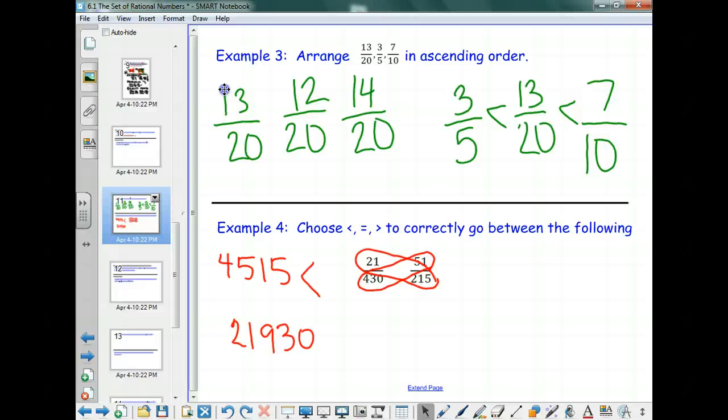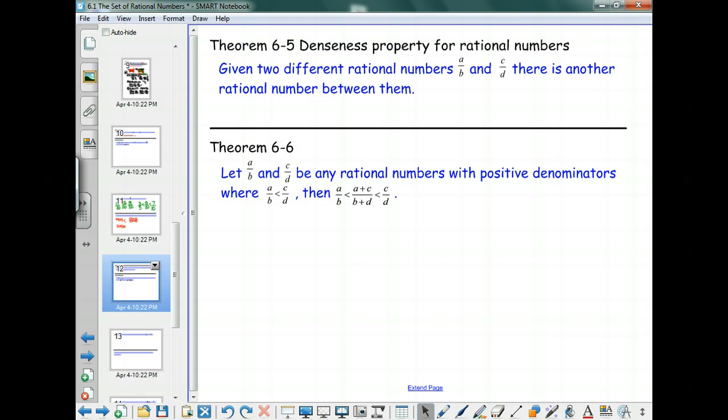Yeah. Another option? You get a common denominator, which would actually work pretty nicely with these because the common denominator would be 430. So you could just multiply the 51 and the 215 by 2 and it would work. So any of the ways you do it, though, you end up getting the correct symbol, which is a less than symbol.